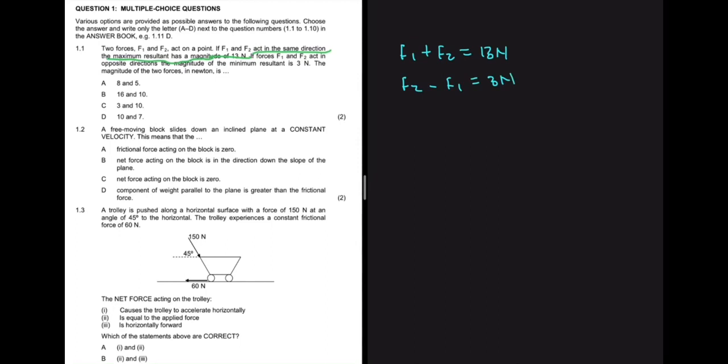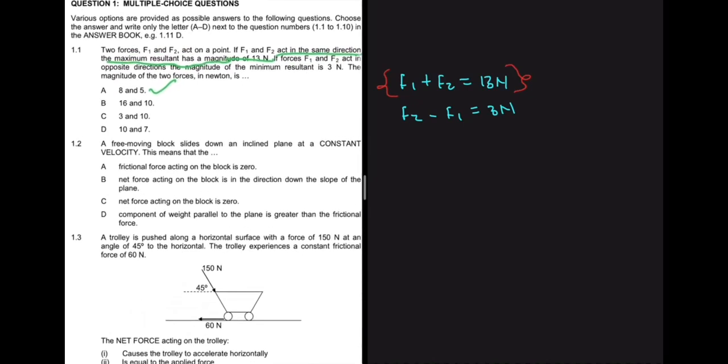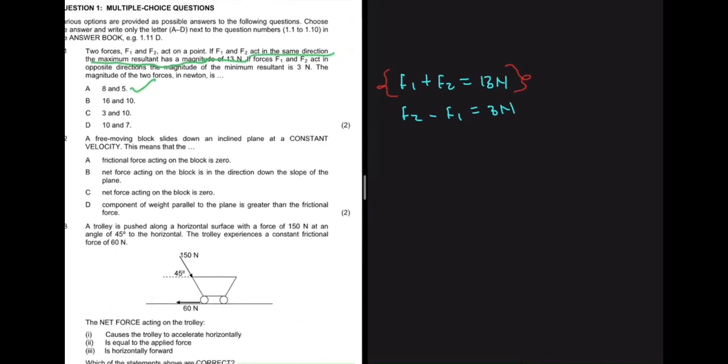And then the question asks for the magnitude of the two forces in newtons. So right now we know that our first criterion is F1 plus F2 should be equal to 13 newtons. So let's look for two forces that can give us that before we look at the second condition. Obviously, if you look at A, we have 8 and 5, and we know fully well that 8 plus 5 is equal to 13 newtons.